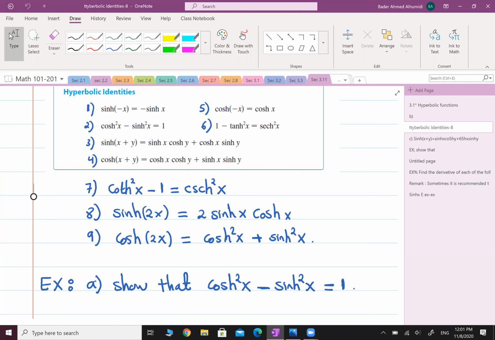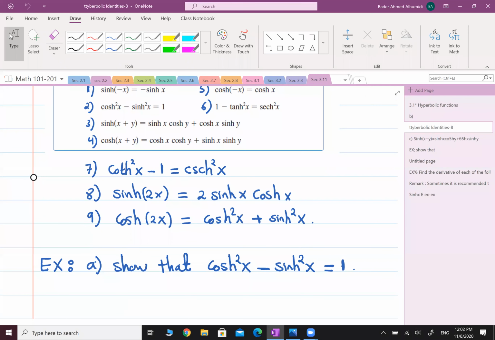Now coming to the second one: cosine hyperbolic squared minus sine hyperbolic squared equals 1. This is called the hyperbolic identity, and it is the very famous identity in hyperbolic functions. Last time I told you this is why we call these functions hyperbolic, because it satisfies the hyperbola equation. Similarly, we have number 6, number 3, 4, and so on.